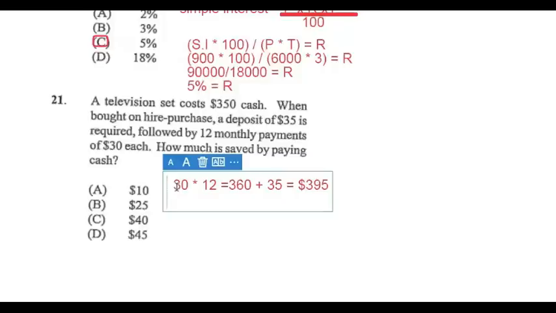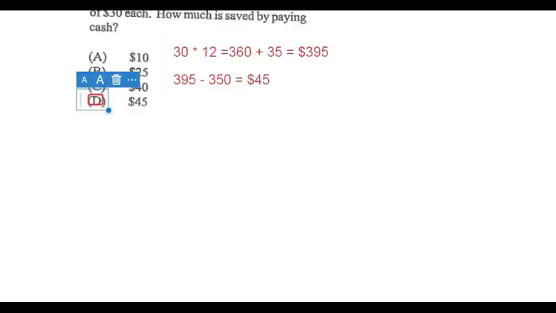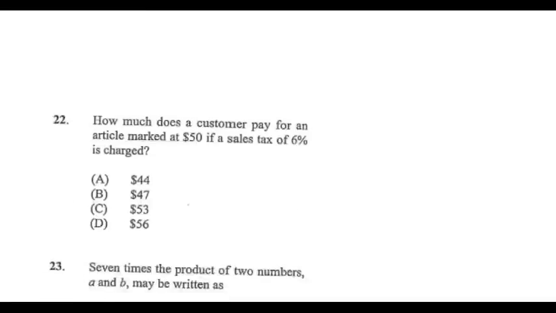So the question is asking how much we saved by paying cash. So it will be $395 that we paid on installment minus the $350 that we paid in cash, and that is equal to $45. And our answer to 21 is D. And we are moving along.